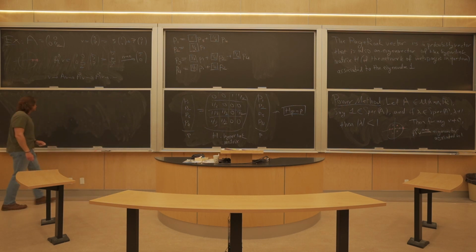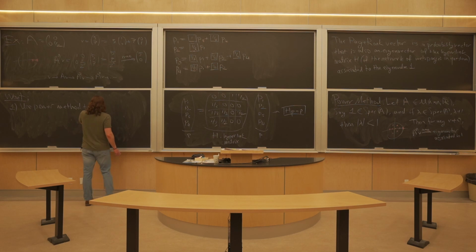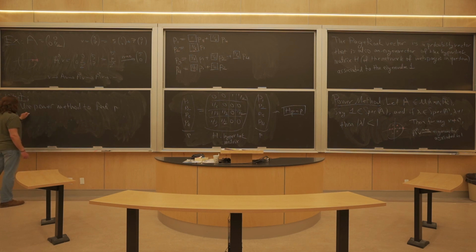So let me write it. Use power method to find P and here I want that the geometric multiplicity of 1 for this hyperlink matrix is 1. And of course the algebraic multiplicity I want it to be 1 as well.